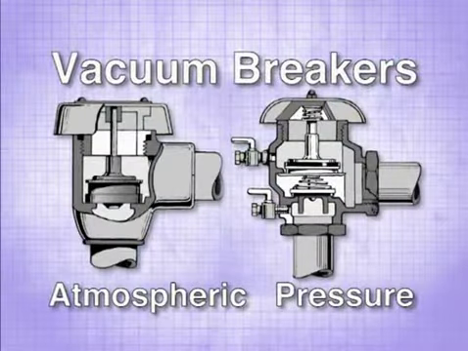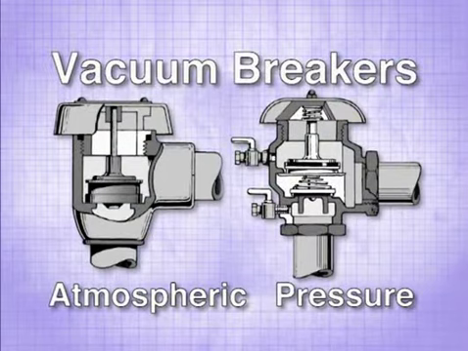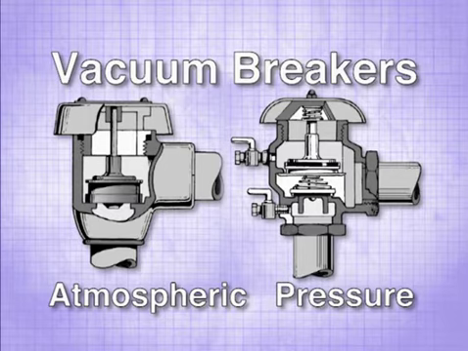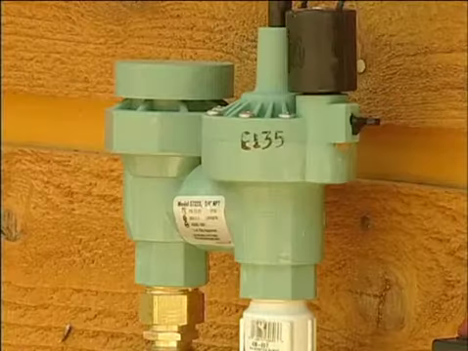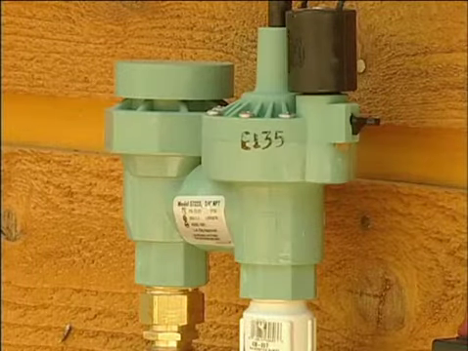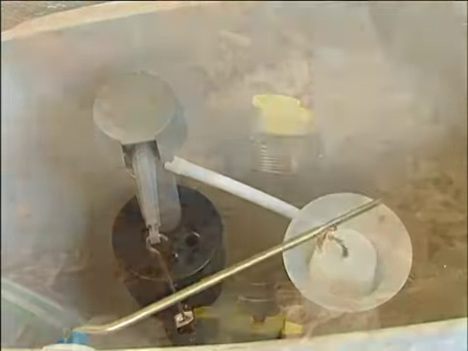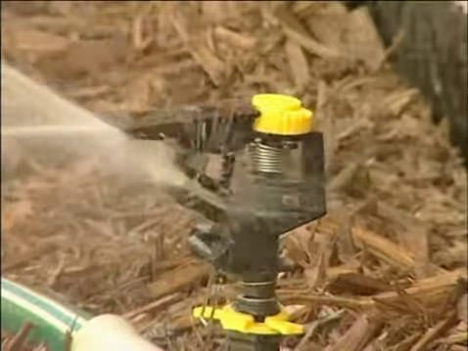And finally, there are two general types of vacuum breakers, atmospheric and pressure. Atmospheric vacuum breakers are often called anti-siphon valves, back siphonage preventers, or anti-siphon vacuum breakers. They are designed for intermittent use on piping connections where there will be no back pressure, such as toilet flush valves and lawn sprinkler systems.